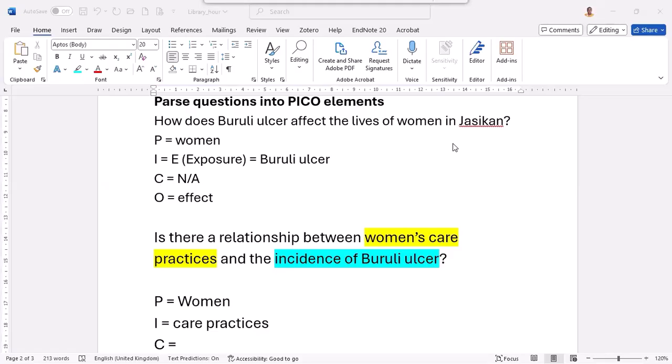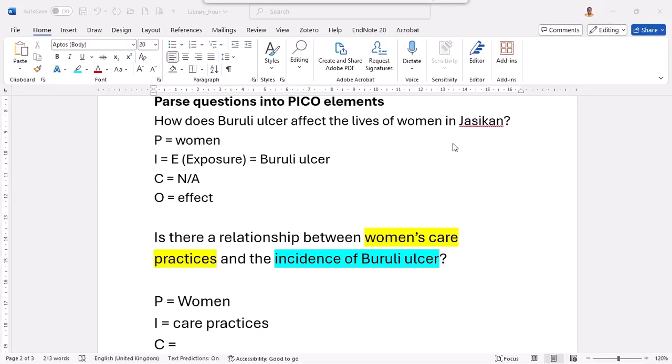So let me read a few of the contributions. Jessica says care practices are what the women can use to manage Buruli ulcer. Yeah, excellent. So that actually presupposes that Buruli ulcer has already occurred, and we are talking about its management. All right. So yeah, care practices. That's the intervention, or the I.